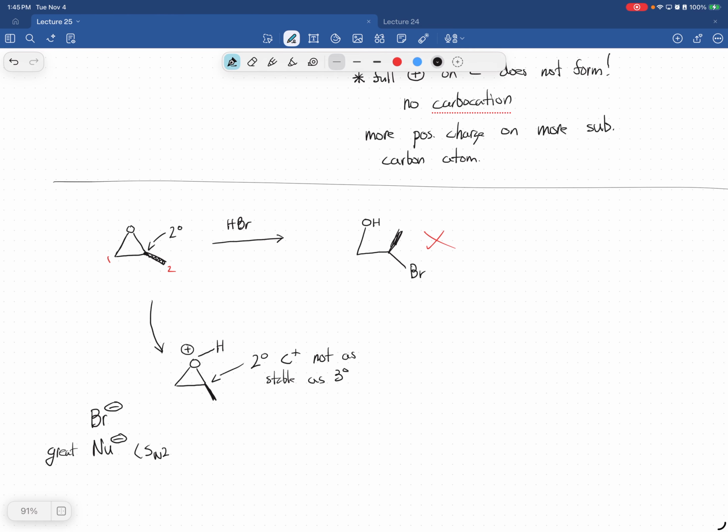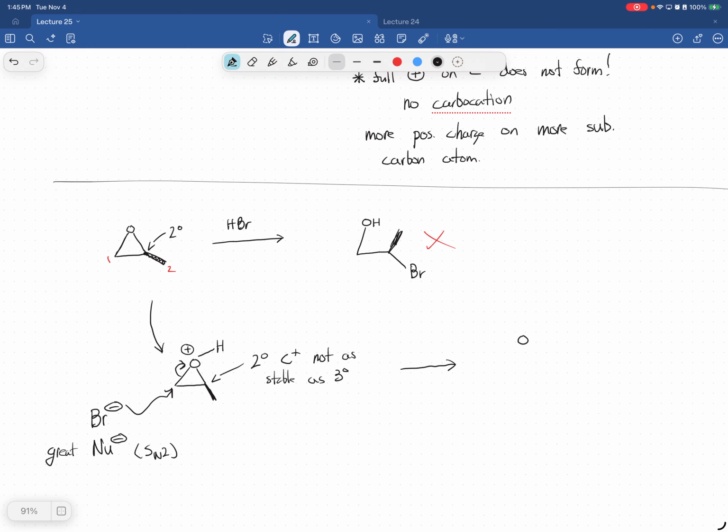And in SN2 type conditions, which side would you attack? The primary or least hindered, or more hindered side? Least. So this actually goes this way. So even though it's acidic conditions, if it's not tertiary, you can expect the opposite. But this is just something you might see on the homework, so I'm just giving you a heads up.